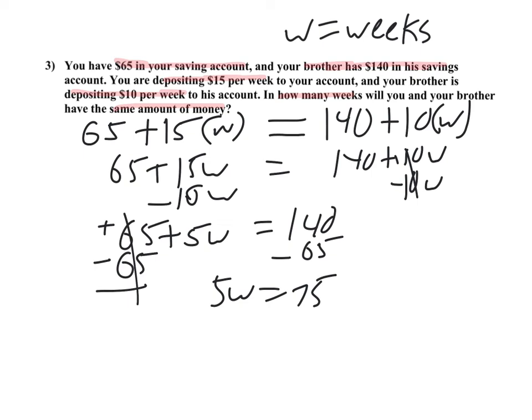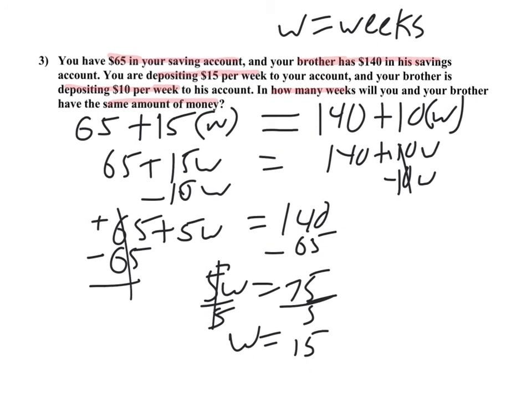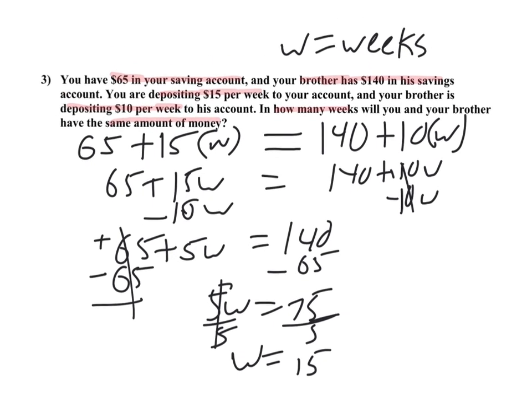So we want the W by itself to figure how many weeks. We're going to divide by 5 because that's the inverse operation of this multiplication that's going on here. Cancel that out. We divide by 5. We've got 15. 15 is equal to W. Now, this one isn't like the other ones where we had to plug it in to solve the answer. This one just gives you straight up the answer. But we're still going to check our work because we do our job right.